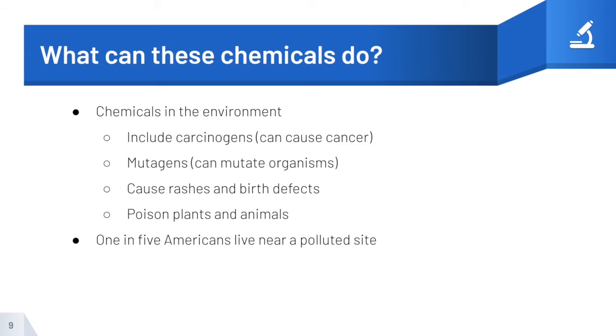So what can these chemicals do? Well, chemicals that might be released in the environment by accident or on purpose, unfortunately, might include carcinogens, which can cause cancer. They might be mutagens. They can mutate organisms. They might cause rashes or birth defects, and they might poison plants and animals. And 1 in 5 Americans actually live near a polluted site.